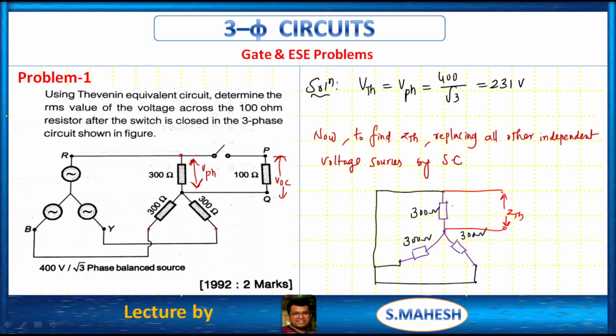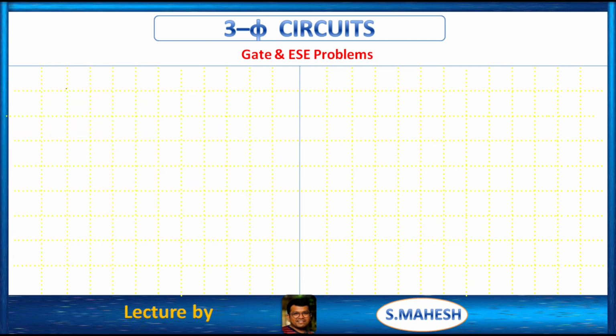Therefore what is the value of ZTH? By looking between these two terminals, these three branches are connected in parallel, right? If you have any confusion, just allow some current through these branches, then you have a clear idea. Then ZTH is equal to 300 parallel with 300 parallel with 300. Finally we got 300 by 3, that is ZTH as 100 ohms. That's it.